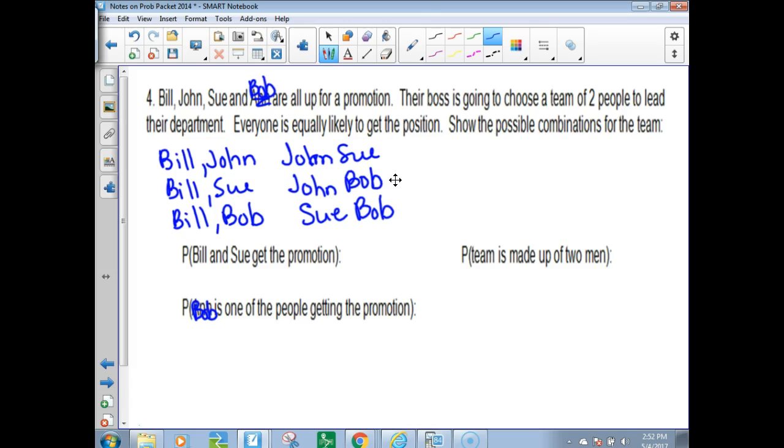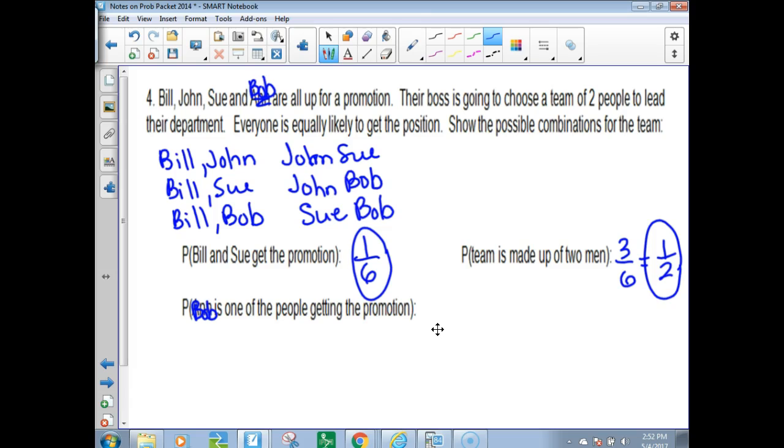Bill and Sue get the promotion how many times out of this group? Only 1 out of how many possibilities? It was 6. We made our sample space. Probability the team is made up of 2 men. 1, 2, 3. Assuming Sue is a female. It is 3 out of 6, which is 1/2. We are making assumptions, right?